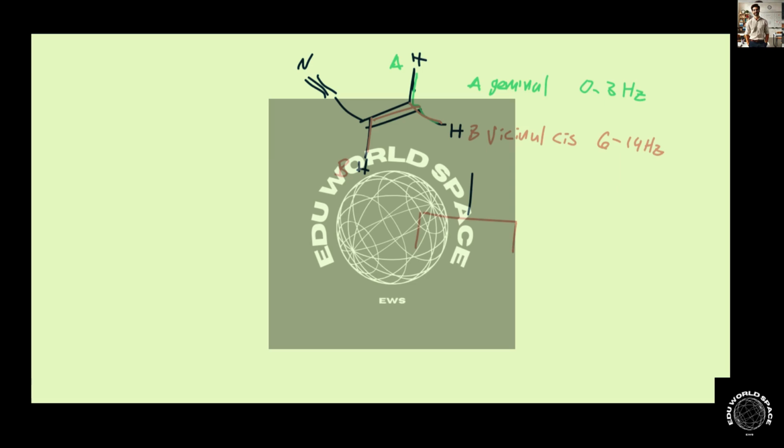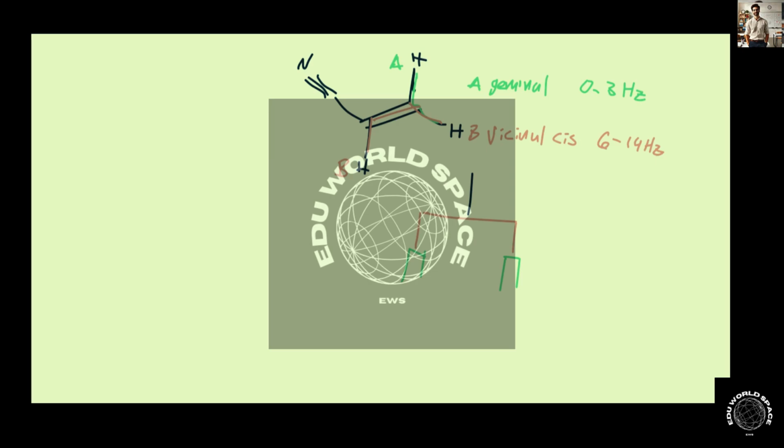However, notice that it's going to be significantly smaller than the splitting from B. It's going to be less than half. It might even be 1 hertz while this is 10. So it's going to be significantly smaller, right? Something like this. Okay, and that's how I would build up the splitting pattern for this particular case, right?